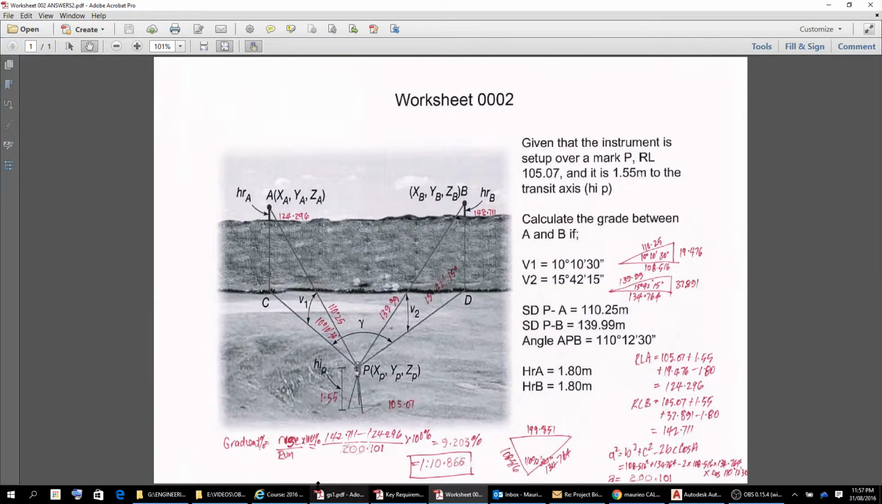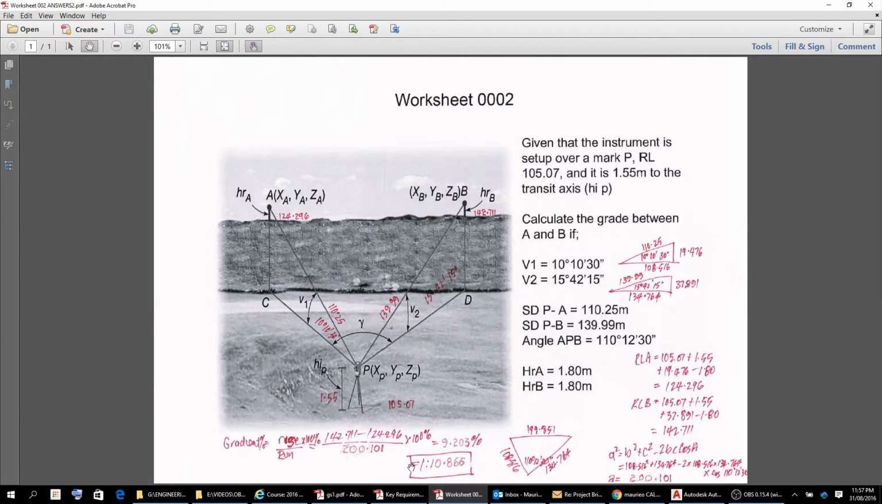Alrighty, so here we are, the grade, or the grade as a percentage, equals rise over run. So we've got 142.771 is the height at B, and if we take away from that the height at A, 124.296, and then divide that by 200.101 and multiply by 100%, you'll get 9.203%. Okay, 9.203%.